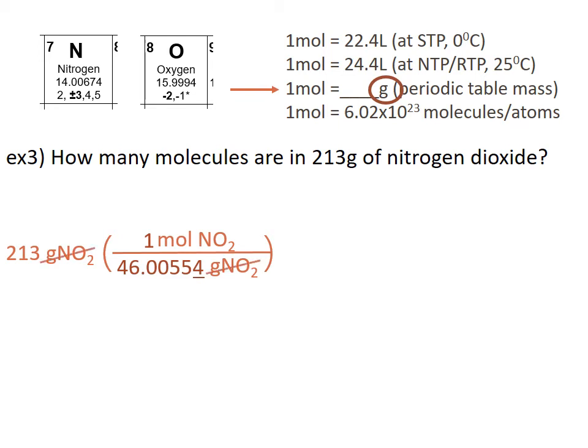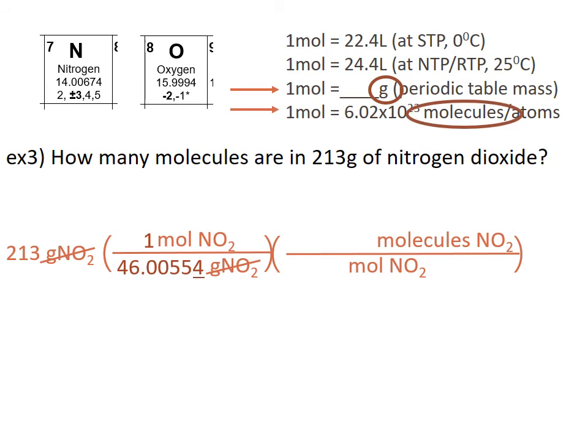Now I'm going to put in another set of brackets, and I currently have moles of NO2. That is not what I want in the end. It says how many molecules. So I will put moles of NO2 on the bottom, and I'm going to put molecules NO2 on the top. I'm using the conversion 1 mole equals 6.02 times 10 to the 23 molecules. Now, when we enter 6.02 times 10 to the 23 in our calculator, remember we punch in 6.02, second function EE, 23.